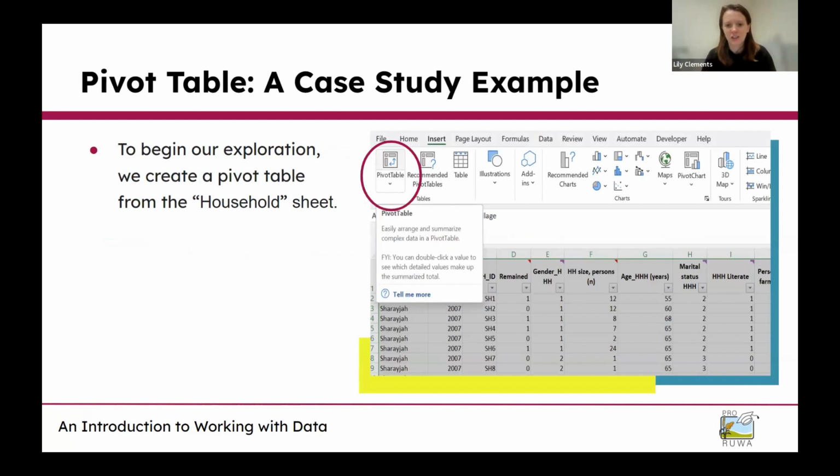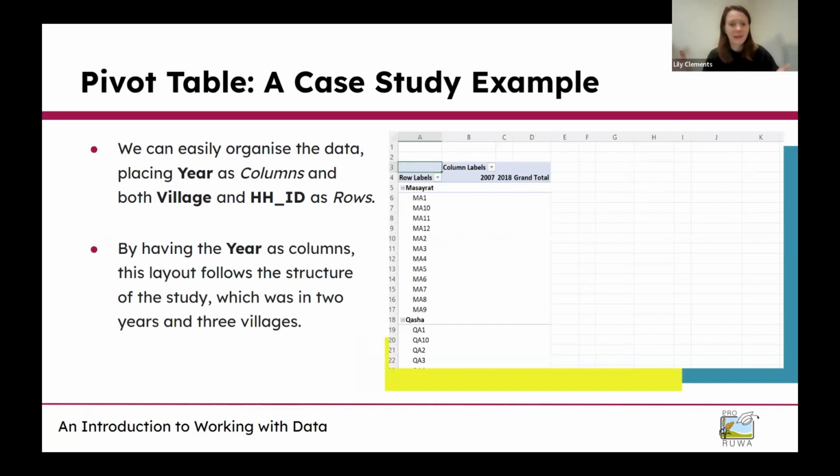Here we're just doing this through Excel, and as I said, there's a guide on how to do this in Excel, OpenOffice, Google Sheets, R and RInstat in resources at the bottom of this topic. But here we've got a pivot table, and we can easily organize the data, placing the year as columns and both the village and household ID as rows.